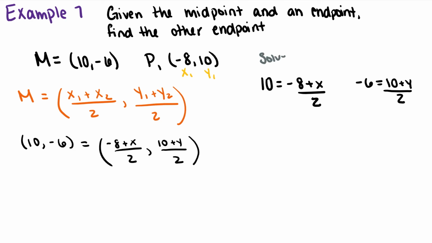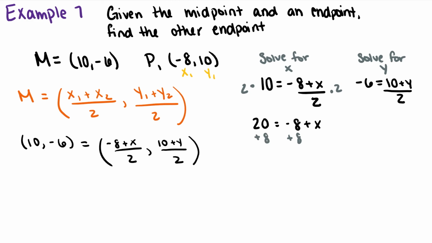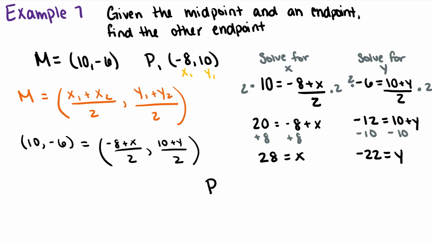We want to solve for x and solve for y. So when we solve for x, we'll multiply 2 to both sides. We get 20 equals -8 plus x, add 8 to both sides, and we get 28 equals x. We'll do the same thing for y. We'll multiply 2 to both sides and get -12 equals 10 plus y. Subtract 10 from both sides, and we get -22 equals y. So our other endpoint, or our second point, is 28, -22.